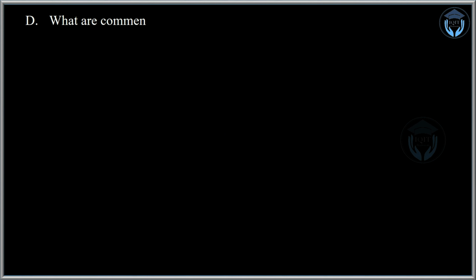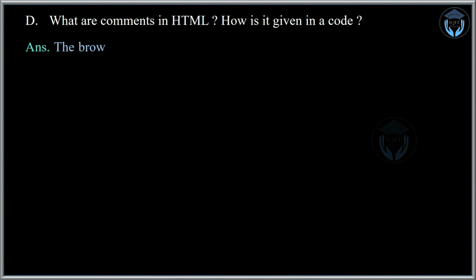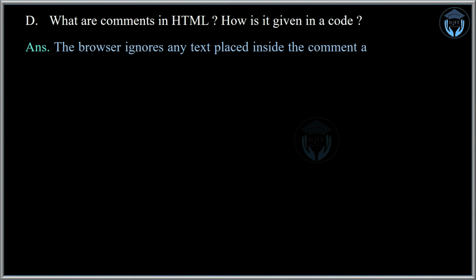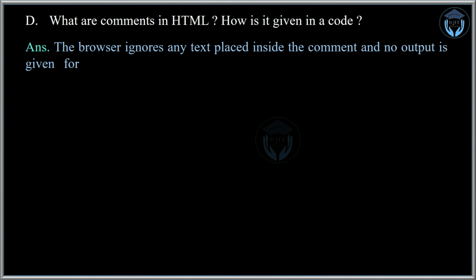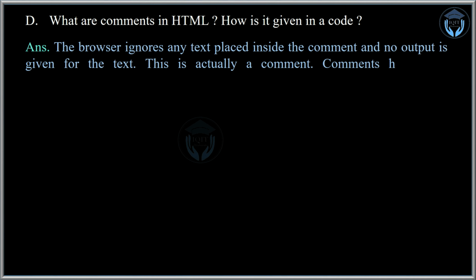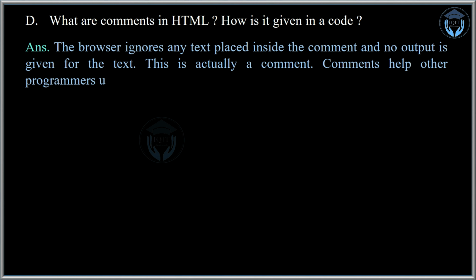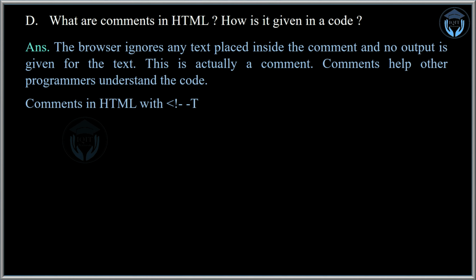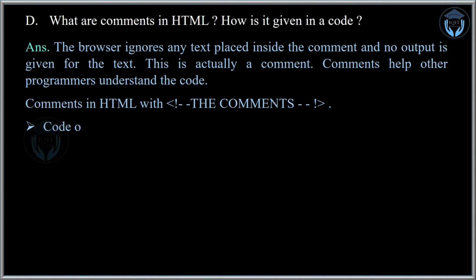D. What are comments in HTML? How is it given in a code? Answer. The browser ignores any text placed inside the comment, and no output is given for the text. This is actually a comment. Comments help other programmers understand the code. Comments in HTML, the text with exclamation sign. Code of the comments are.